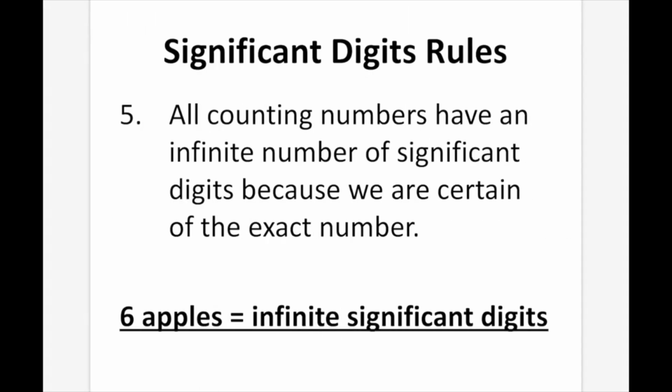Number five, all counting numbers have an infinite number of significant digits because we are certain of the exact number. If I look on the ground and I see 6 apples, I can be infinitely sure that there are 6 apples. If I count 10 students in the room, there are 10 students, and that is to an infinite number of significant digits. There's not 10.0001, it's 10.0 forever. And that concludes our lesson on scientific notation and significant digits.